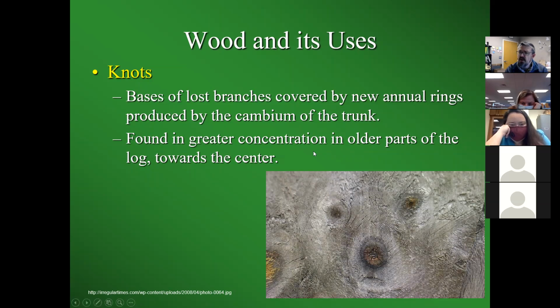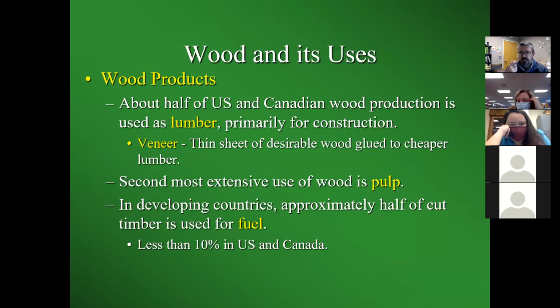Why would you find them in greater concentration in the older parts of the log? Well, the older parts are where, when it was smaller, it would have had more branches in those areas, right? Because it was a smaller tree and they would have been more concentrated. As the tree got bigger, those branches would have been further away. So bigger trees have lots of area without knots inside of their xylem. Okay, remember they get bigger and bigger and bigger. They'll cover those scars over as they grow.